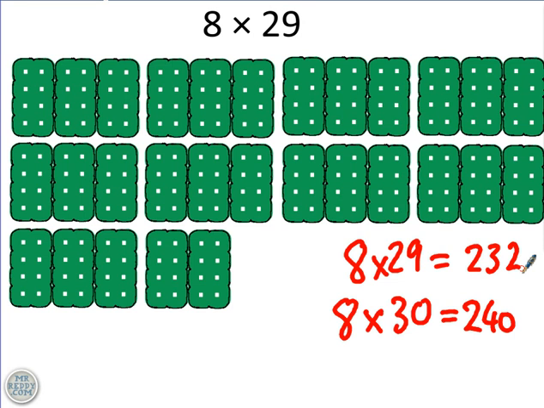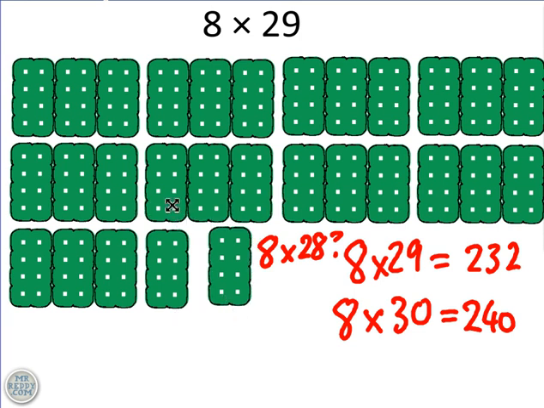What would be different if you had to do 8 times 28? If you had to do that, what would you do? You would probably want to take away another 8 from 240. So 240 take away one lot of 8 gives you 232. Take away another lot of 8 gives you 224. Okay, so that's the third strategy that we looked at today.